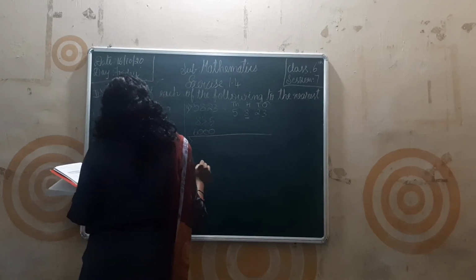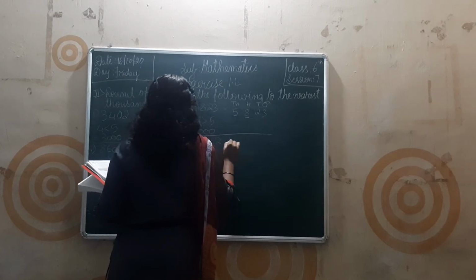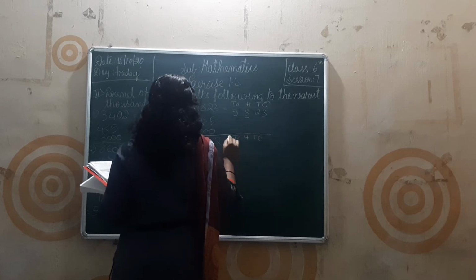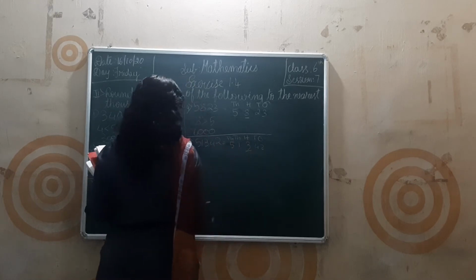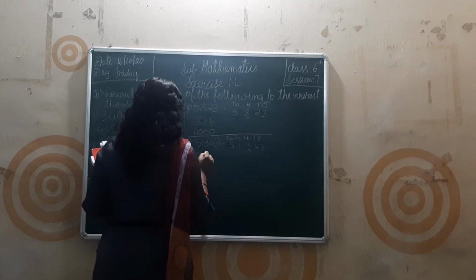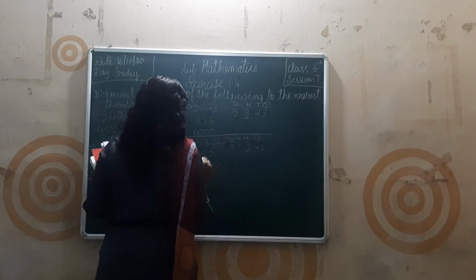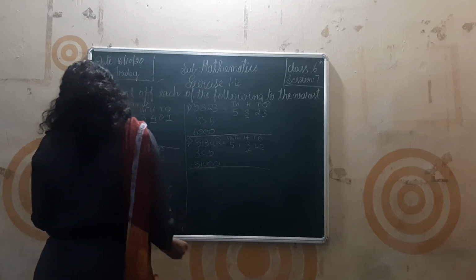Fifth one, 51,342. Thousands, hundreds, tens, ones. 10,000 is also given here. In this also we have to consider the hundreds place, that is 3, which is less than 5. So we have to go back. It is 51,000. Okay. Next, sixth one.